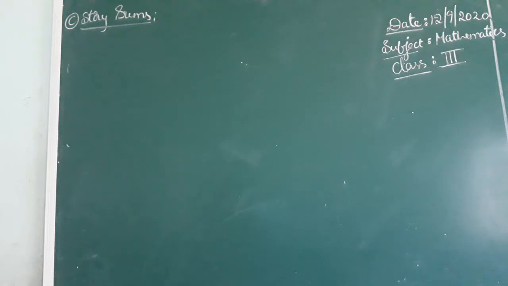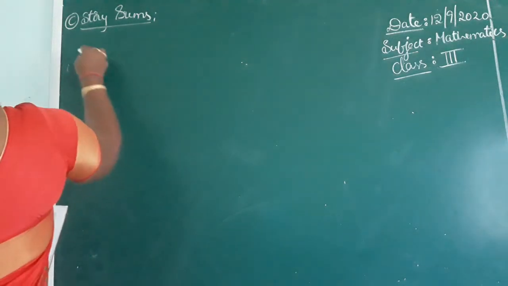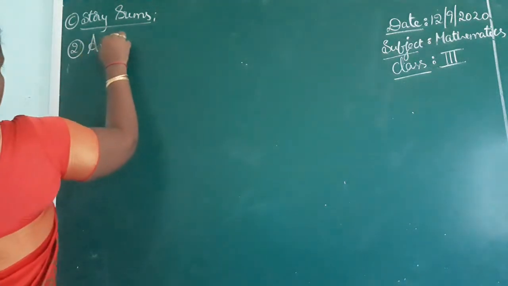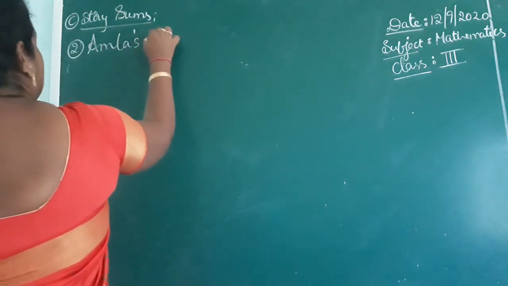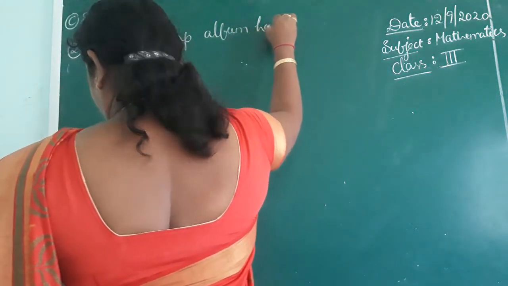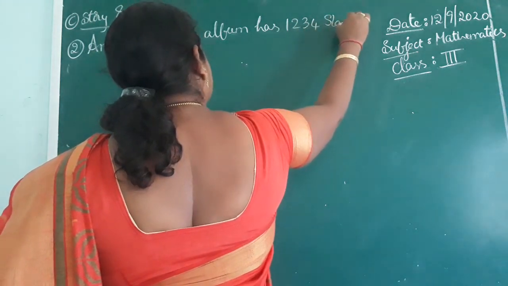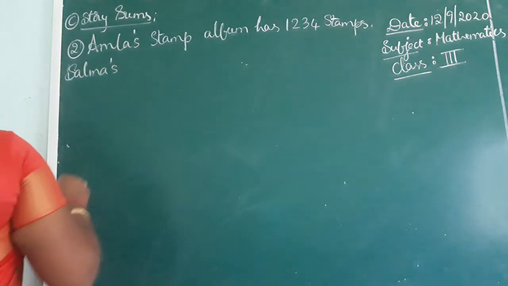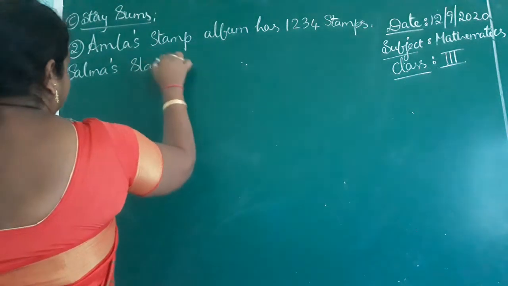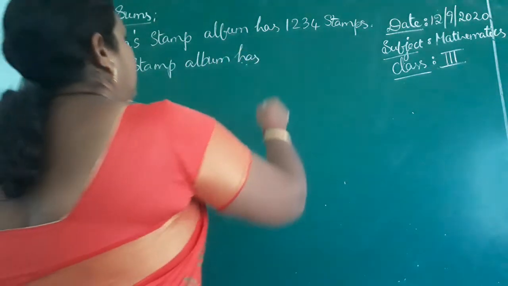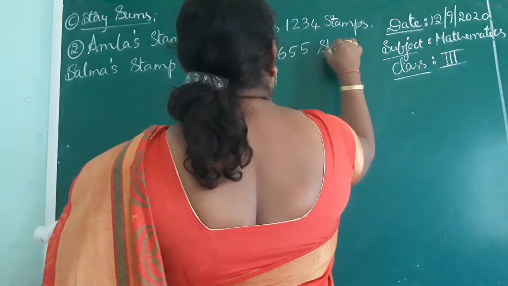See the second sum. Amla's stamp album has 1234 stamps. Salma's stamp album has 4655 stamps.